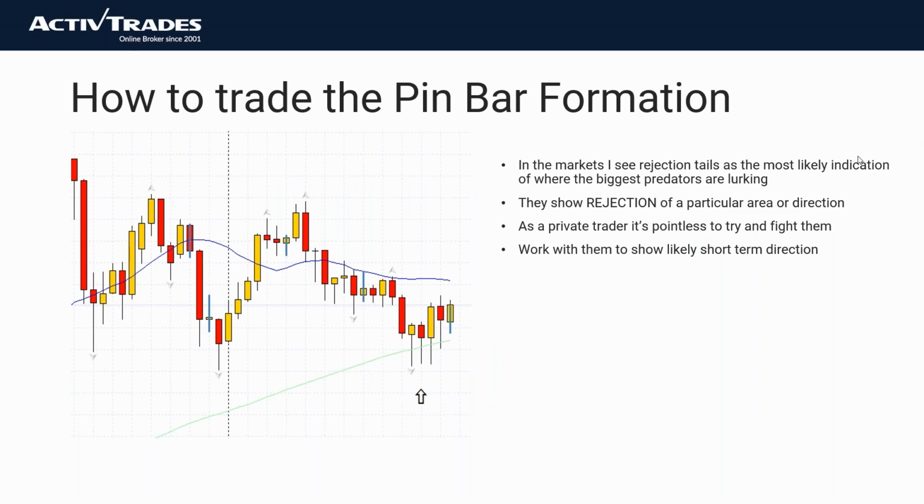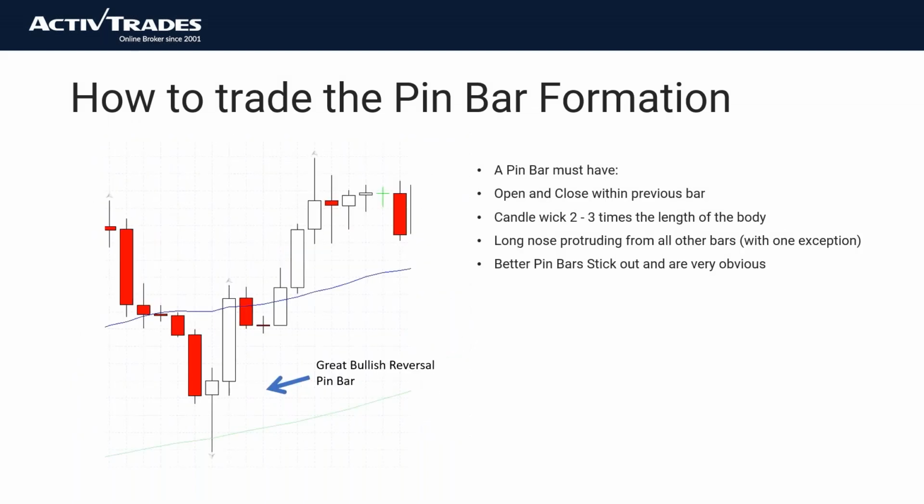So there we go. As I said, it's a rejection of a particular area or direction, and I can utilize that to help me with my own trading decisions. As we said, it should have the open and close within the range, in the body of the preceding bar. The wick should be 2 to 3 times the length of the body. We want to see a long nose protruding, and the better pin bars stick out. They are very obvious, and that's what we're looking to utilize in our own trading decisions.